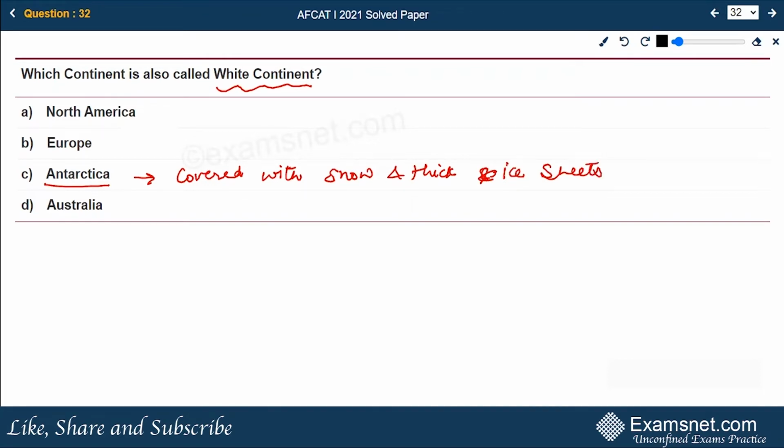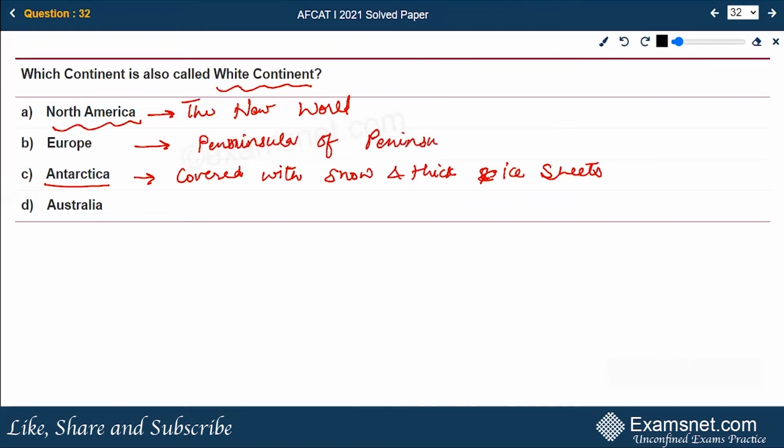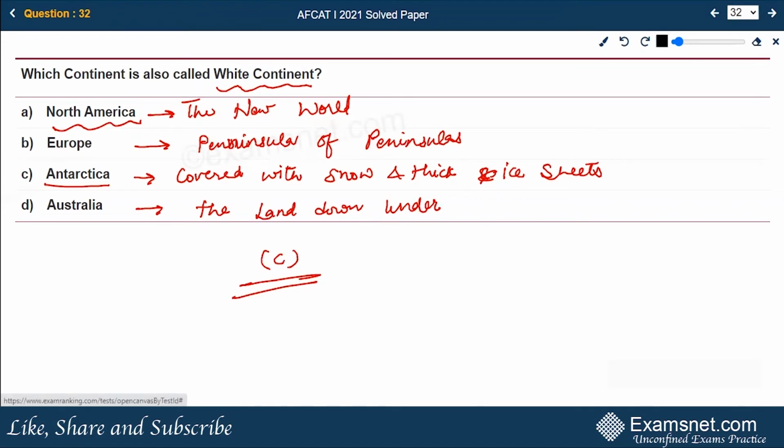North America is also known as the New World. Europe is called Peninsula of Peninsulas. And Australia is called the Land Down Under. So option C, Antarctica is the correct answer. Antarctica is also known as the white continent.